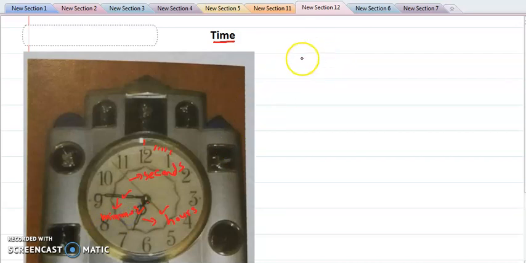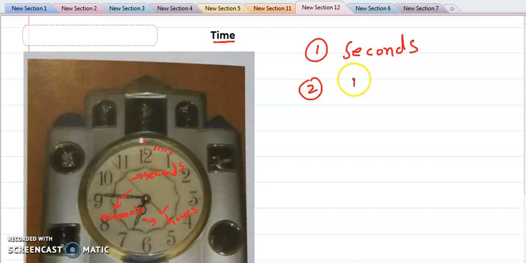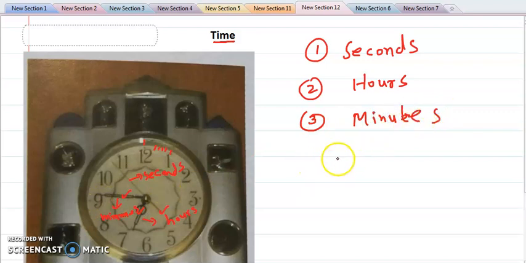So it means we have three types of clock hands on the face of the clock. The first one, the largest one, is for the seconds. It will let us know about the seconds. The smallest one is for the hours. It lets us know about the hours. And the medium one is for the minutes. But if you have a clock having only two hands, then the larger one will be for the minutes and the smaller one will be for the hours.